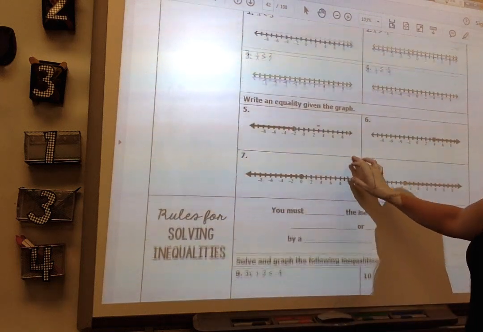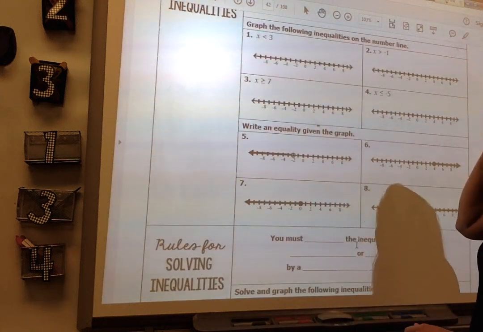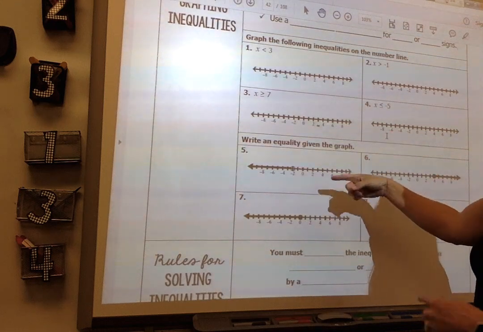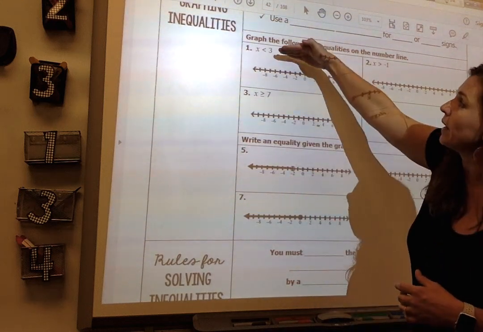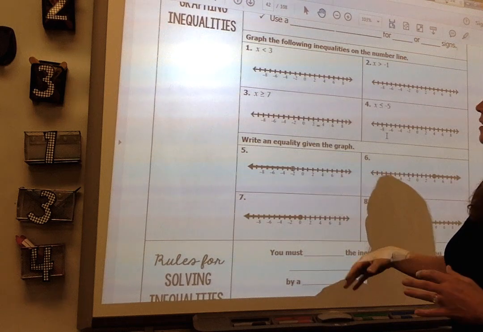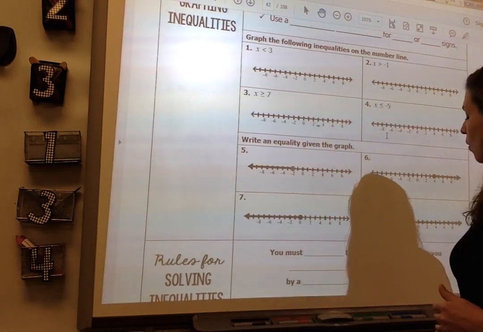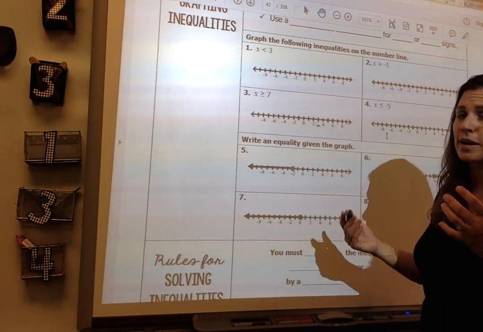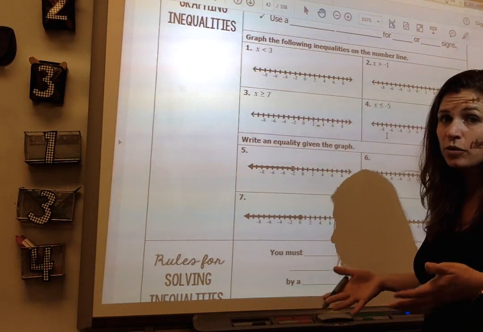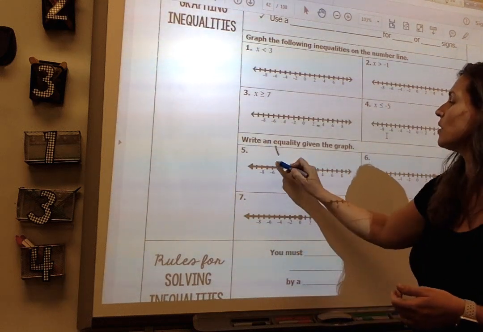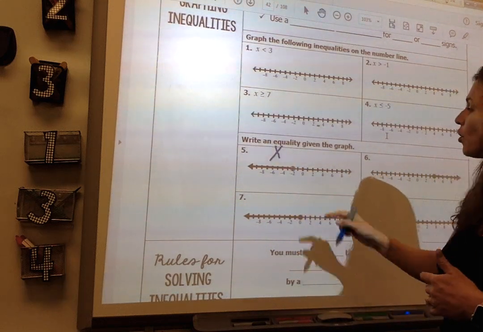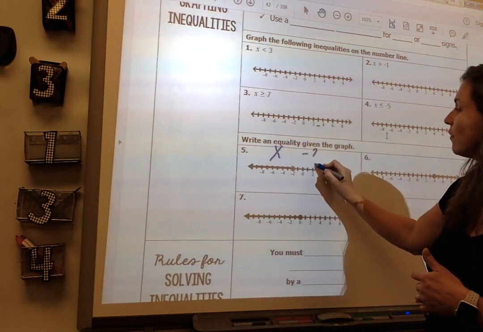And now let's write an inequality for the graph given. So we went from an inequality to graphing it. Now let's go from graphing it to writing my inequality. So the first thing I do is, you can use any variable to represent the number. So I'm going to use x, and then I'm going to write down my target number. My target number here is -2.